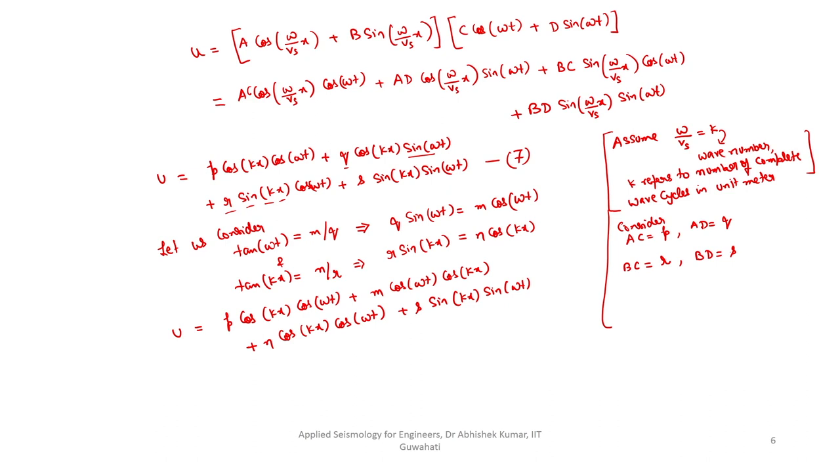So if you see in term 1, term 2, term 3, it is only consisting of cos kx cos omega t. So if I say p plus m plus n times cos kx cos omega t plus s sin kx sin omega t, this is the value of u, which is indicating the particle displacement with respect to space and with respect to time.